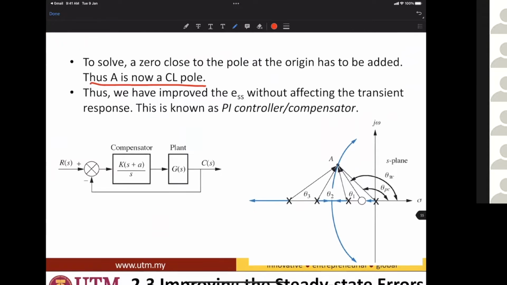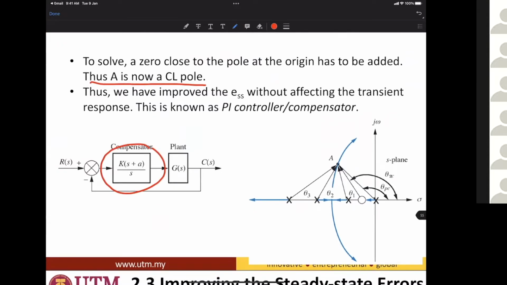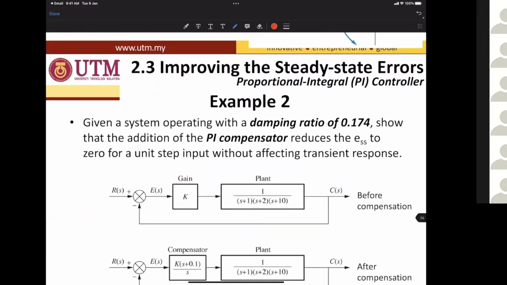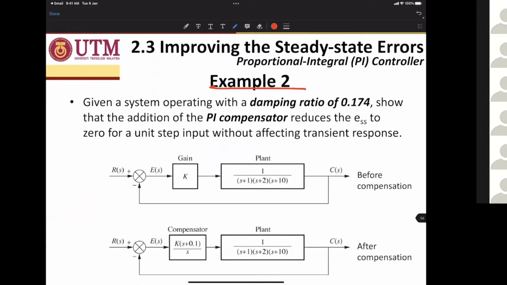Jadi kita introduce PI controller ini, K multiplied by S plus A over S, so that dia lalu dekat A, titik operating point tadi. Contoh: given a system operating with a damping ratio 0.174. Ini adalah zeta, damping ratio. And then we add PI controller to reduce the steady state error to 0, for a unit step input 1 volt, without affecting the transient response.